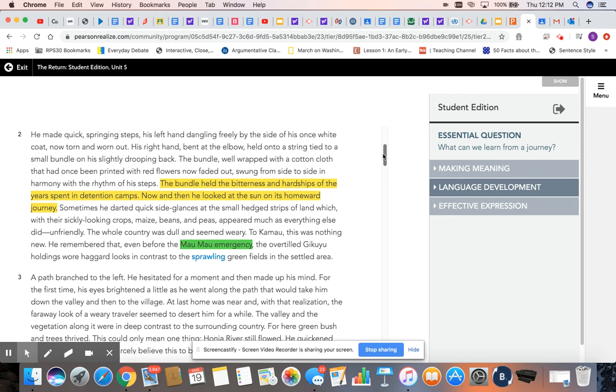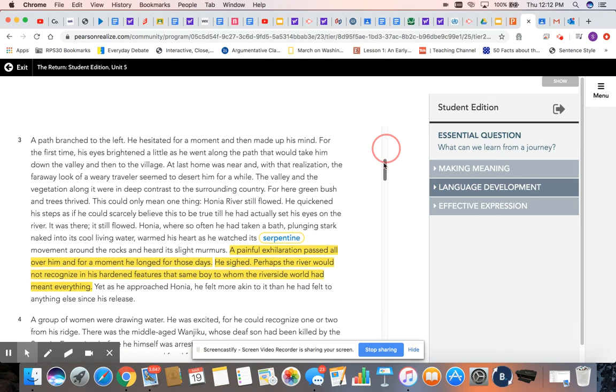A path branched to the left. He hesitated for a moment and then made up his mind. For the first time, his eyes brightened a little as he went along the path that would take him down the valley and then to the village. At last, home was near. And with that realization, the faraway look of a weary traveler seemed to desert him for a while.